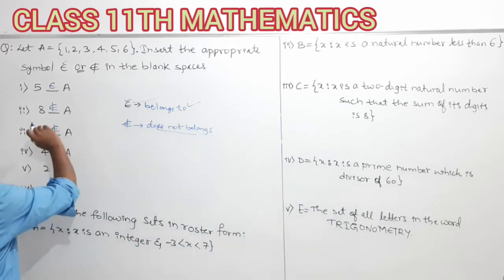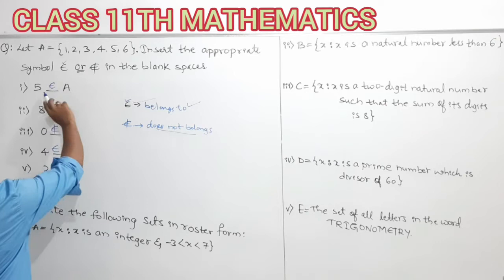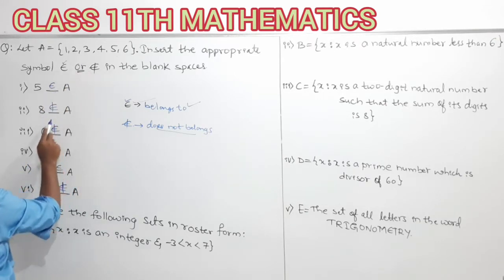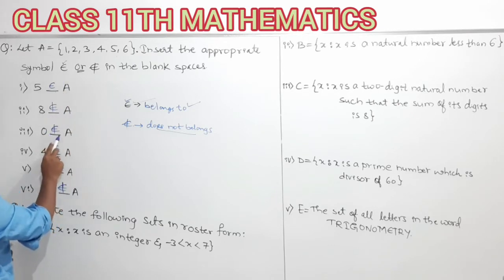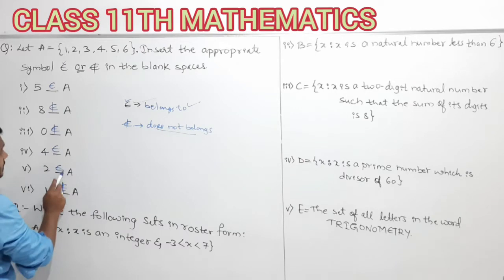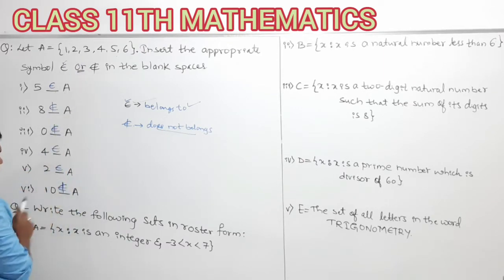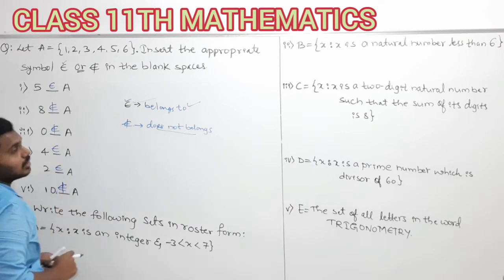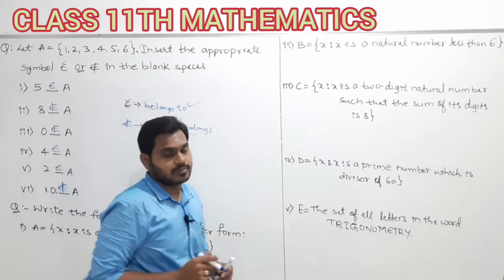Yes, just we will check once. 5 is there, so therefore I use this symbol. 8 is not there, so therefore I use this symbol. 0 is not there, so therefore I use this symbol. 4 is there in the set A, so therefore I use this symbol. 2 is also there, so therefore 2 belongs to A. 10 is not there in the set A, so therefore I use this symbol, does not belong to. So like this we should solve, my dear students.